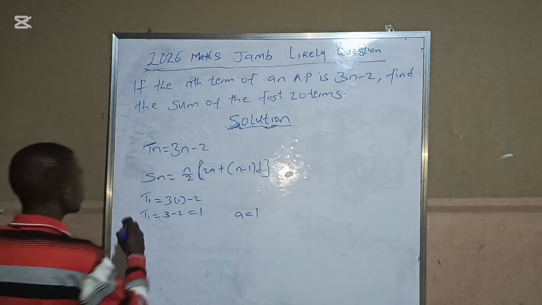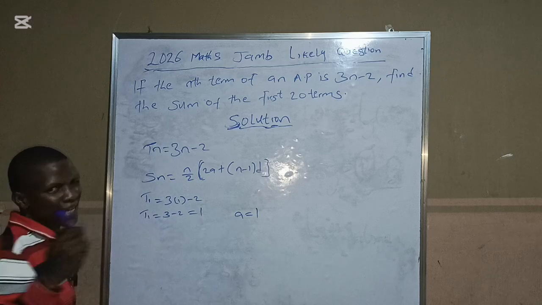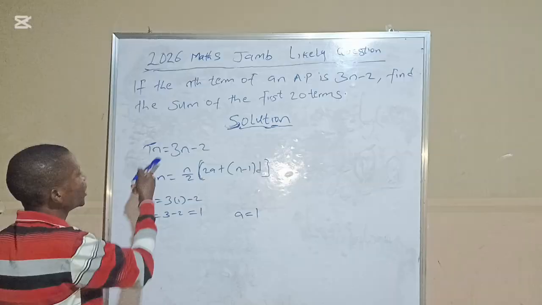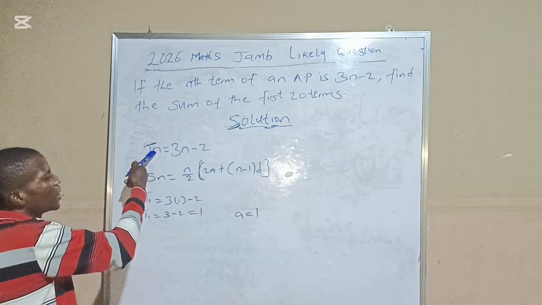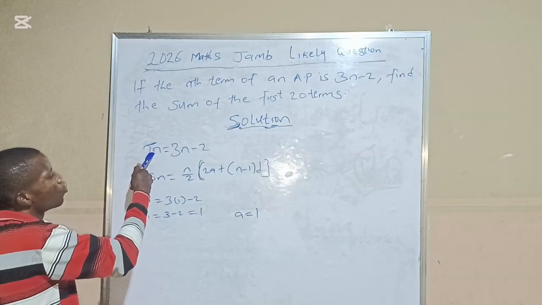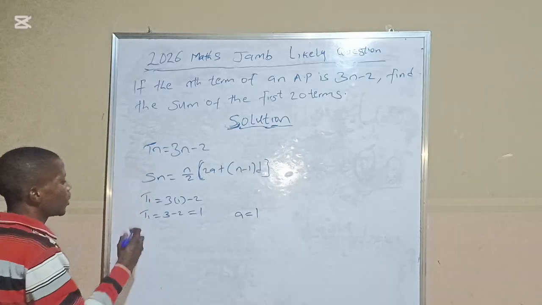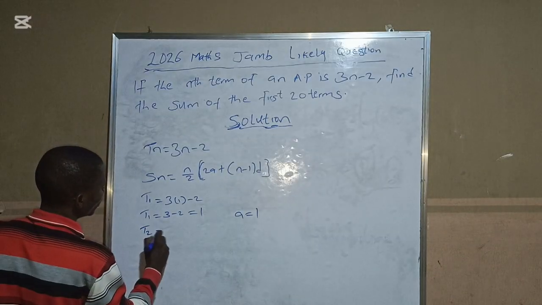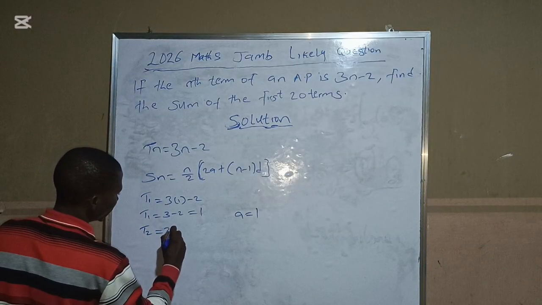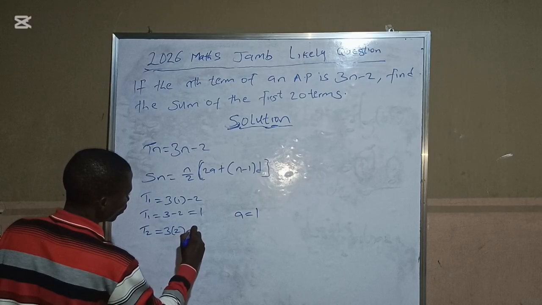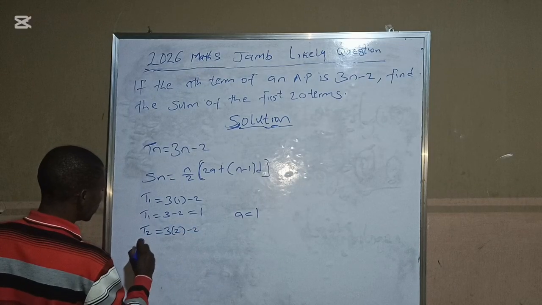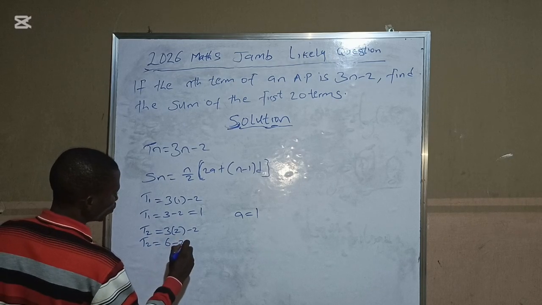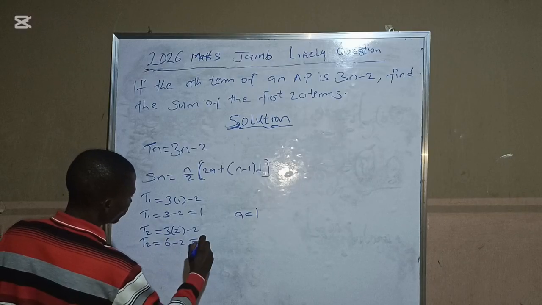Now, how do you get your d? You have to find the second term in order to get the value of d. For the second term, anywhere you see your n, you substitute 2. So T2 equals 3 brackets 2 minus 2. T2 equals 3 times 2, that's 6 minus 2, which is equal to 4.